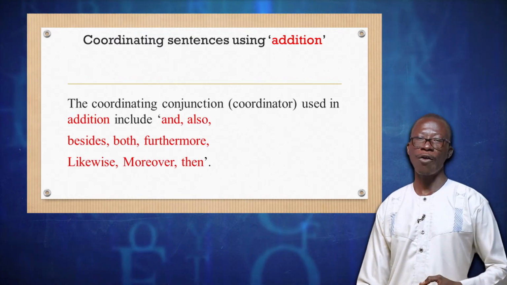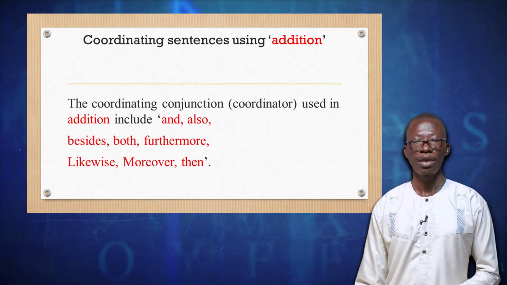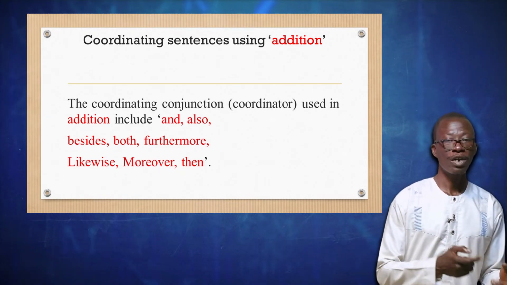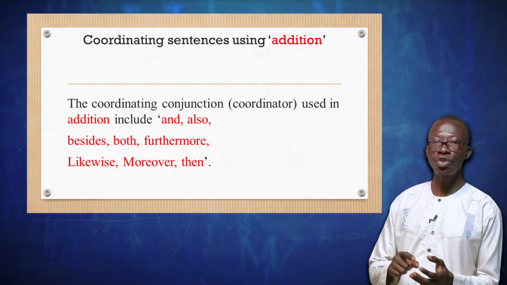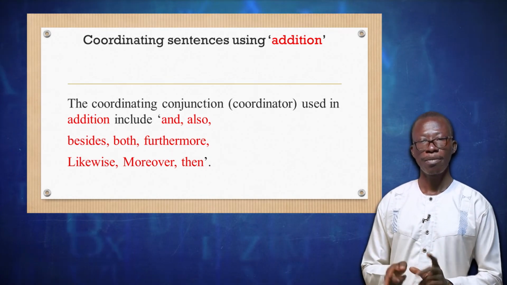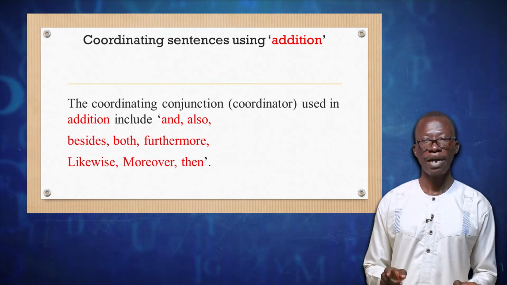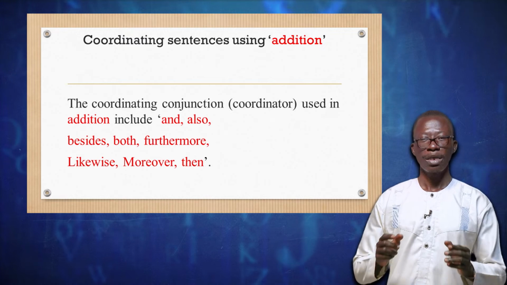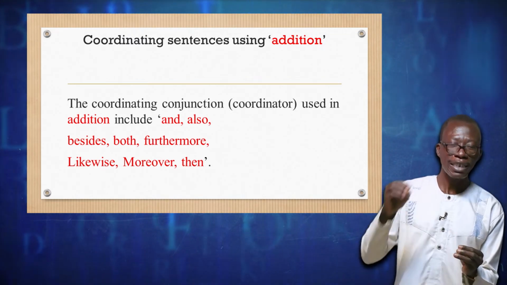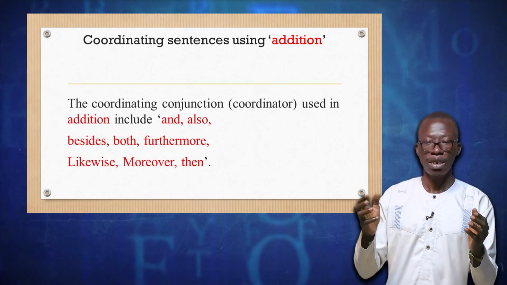Now let's see how we can coordinate our sentences using addition. The coordinating conjunctions, that's coordinators, used in addition include and, also, besides, both, furthermore, likewise, moreover, then. These coordinators help us to express the idea of what is known as addition.